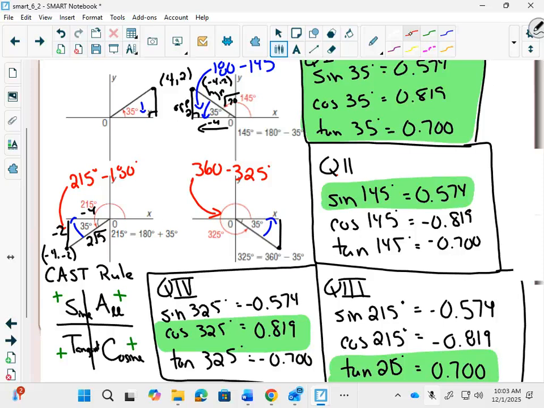And we could do, if we wanted to, the same thing in quadrant 4. And now you can see why cos is the positive one, because the adjacent side is positive over the hypotenuse. Sine would be the opposite, negative 2 over the hypotenuse.